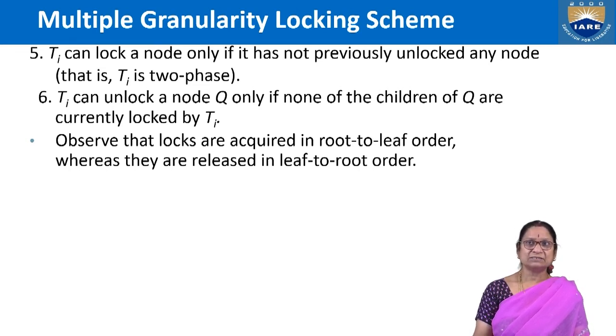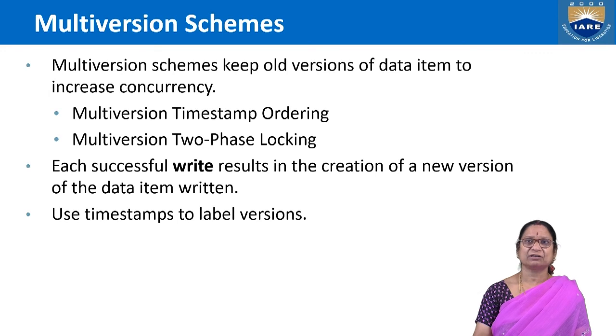So all these locks are acquired in root to leaf order only, remember, whereas they are released in leaf to root order. Root cannot release until its descendants complete their work. So whenever locks are allocated, it is root to leaf, but release of the locks is leaf to root. Root cannot release the locks without considering the children's completion. Even if it releases, it doesn't work at all.